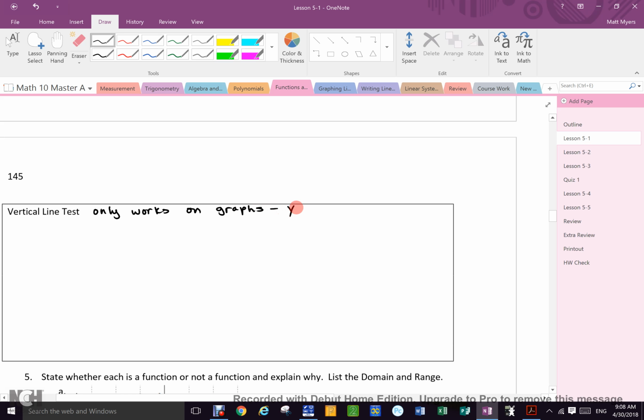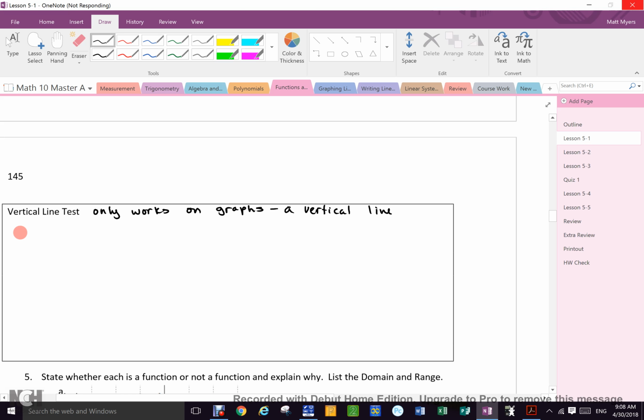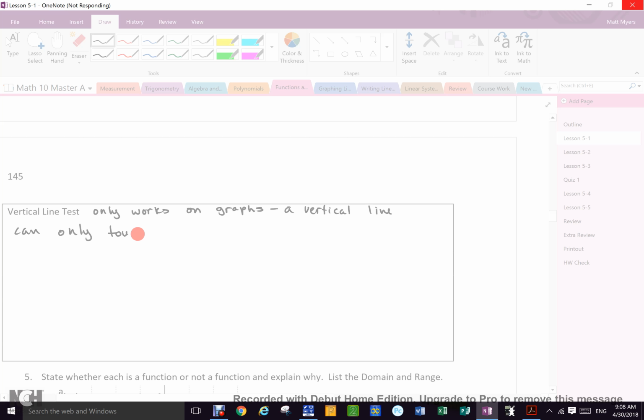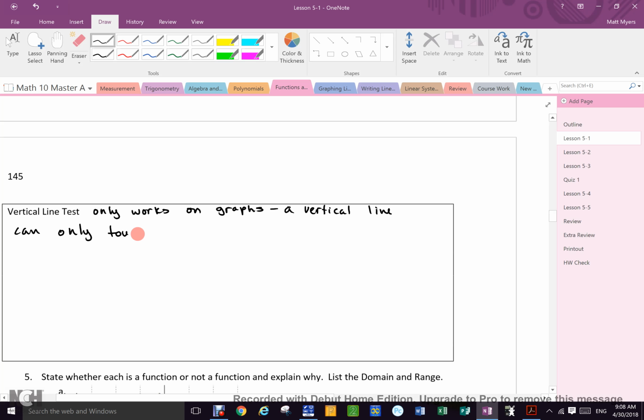And it works like this. A vertical line can only touch the graph once in a function. And here's what I mean.